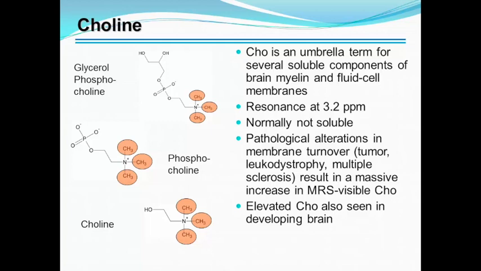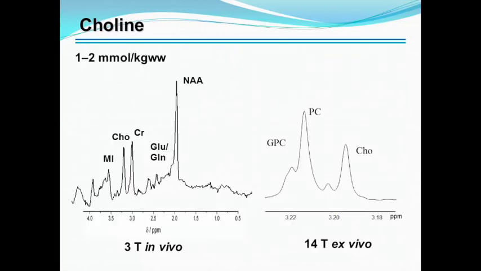And elevation in choline has also been seen in the developing brain as the brain myelinates. So this is how far we've gotten so far. We have NAA, highest peak, at 2 ppm, creatine at 3 ppm, and choline at 3.2 ppm. Choline and creatine are typically half the size of NAA. If you could do this at 14 Tesla, you would see that choline is not just one peak. You just call it choline, but what it really is, is glycerylphosphorocholine plus phosphocholine and free choline.